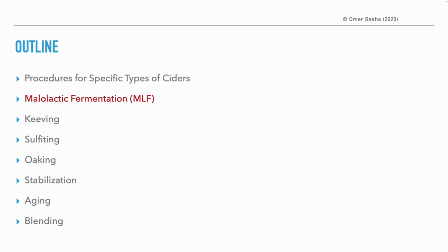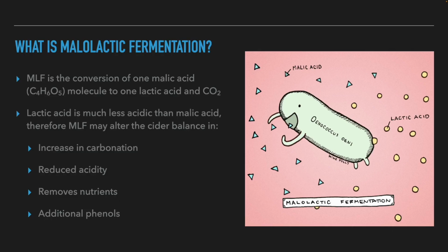Now, let's move on to talk about malolactic fermentation. So, what exactly is malolactic fermentation? Malolactic fermentation is the conversion of one molecule of malic acid into one molecule of lactic acid and one molecule of carbon dioxide. Since lactic acid is much less acidic than malic acid, this conversion can change the balance of the cider by lowering acidity, removing nutrients, creating phenols, and increasing carbonation in the liquid.